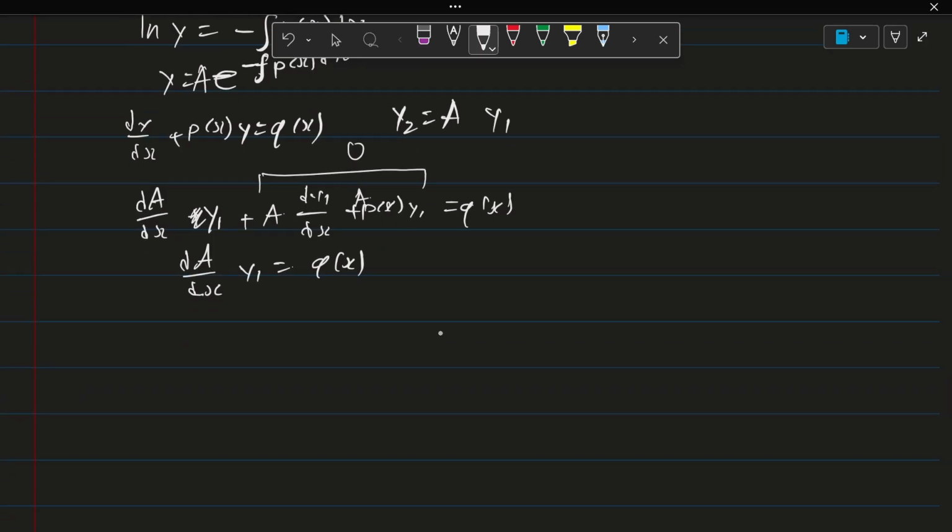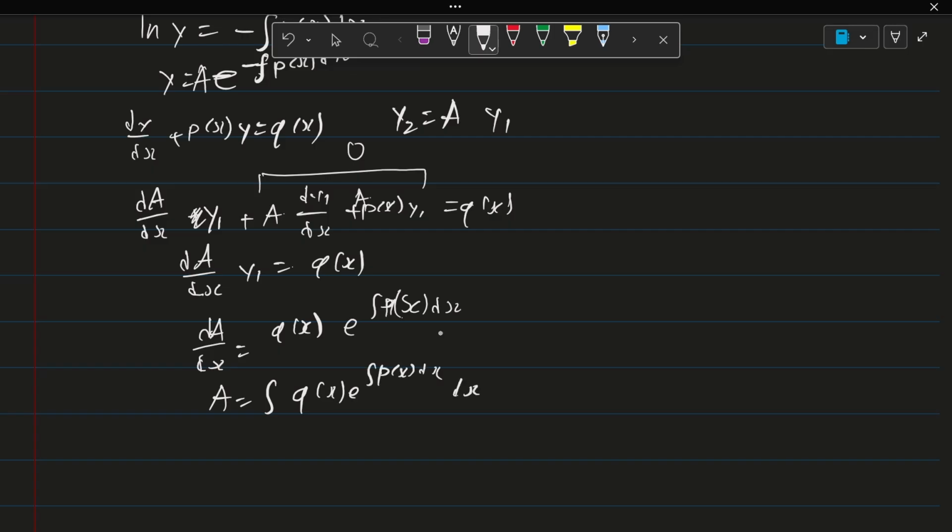So now solving this problem, you could get dA over dx equaling q(x) times e to the power of the integral of p(x) dx. Sorry, this is p(x) dx. And now you could get what your A is. So you could get your A to be the integral of q(x) e to the power of the integral of p(x) dx, dx. And this is literally just the solution. You could just substitute this back into the top side here, and you would get the solution.